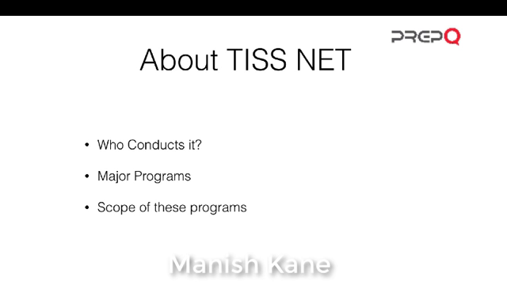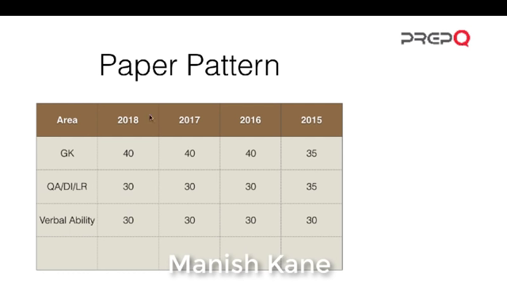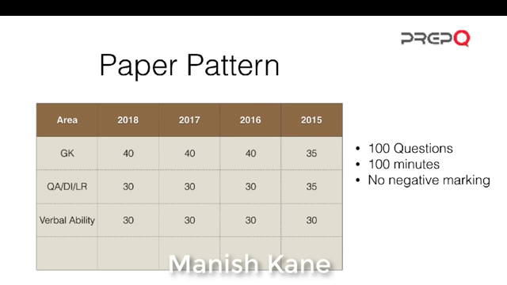Now let us get started with the exam pattern. If you look at the paper pattern of TISSNET 2018, 17, 16, 15, as I said, after 2014 I have looked at the pattern. The pattern is pretty much similar: GK, QA, DI, LR and verbal ability, 3 sections. So they have 100 questions to be solved in 100 minutes. There is no negative marking, which means all of you should attempt all the questions. And the cutoffs have ranged from 65 to 80, around 80 marks for the general category for their main program.